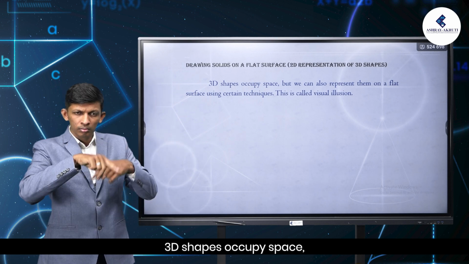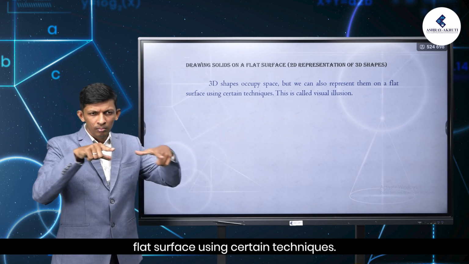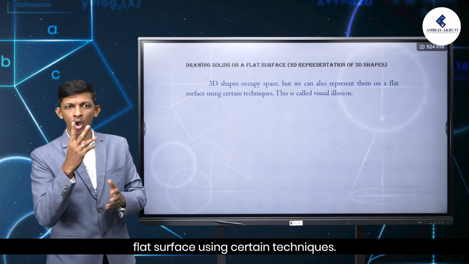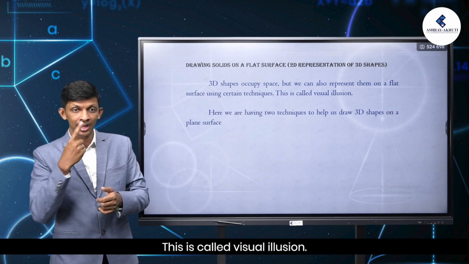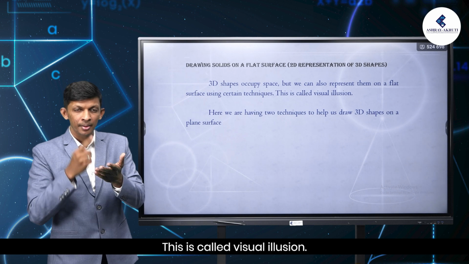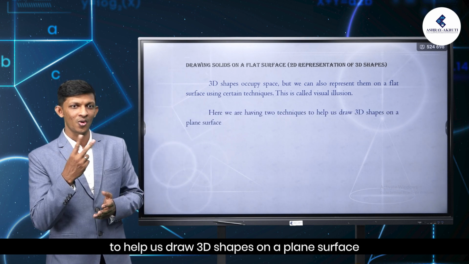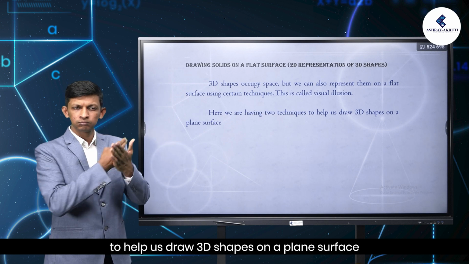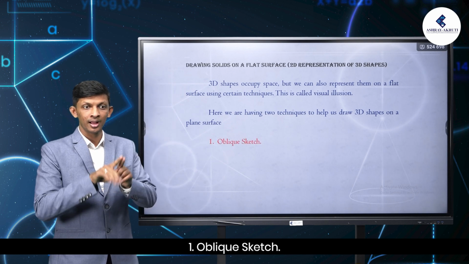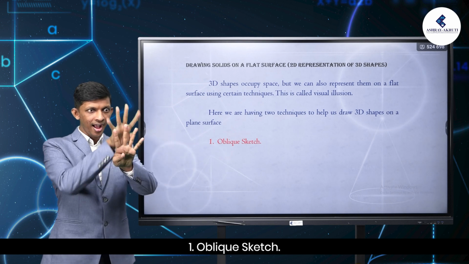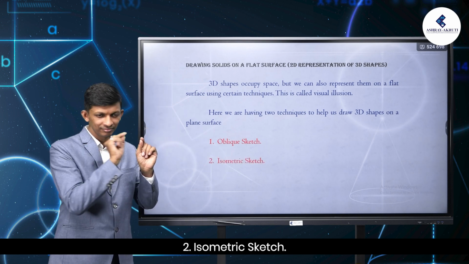3D shapes occupy space, but we can also represent them on a flat surface using certain techniques. This is called visual illusion. Here we have two techniques to help us draw 3D shapes on a plane surface. First one is oblique sketch. Second is isometric sketch.